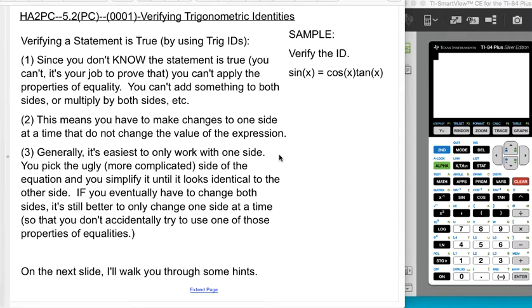All right, this is Honors Algebra 2 Pre-Calculus. We're doing 5.2 in Pre-Calc, which is verifying trigonometric identities. So in general, when we're asked to verify a statement, I put a sample off to the side here so you can see what I'm talking about.